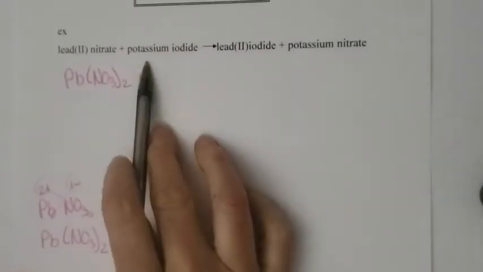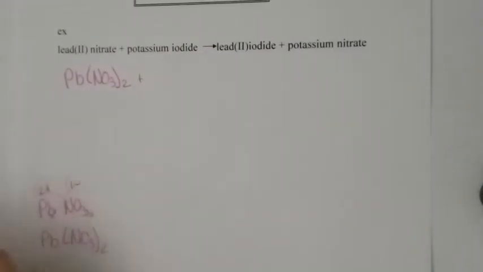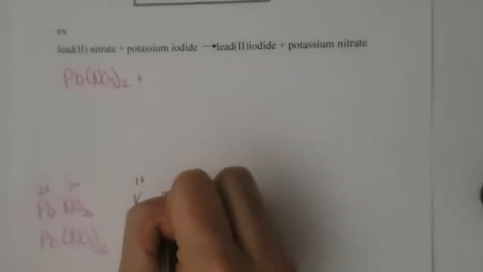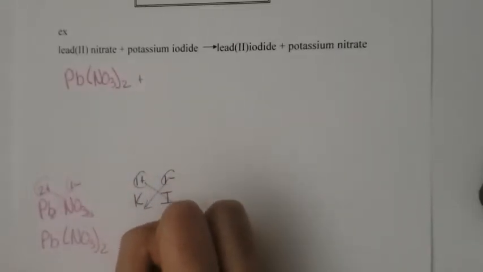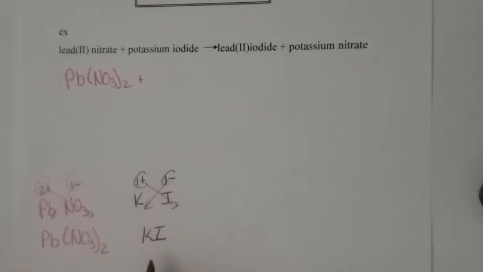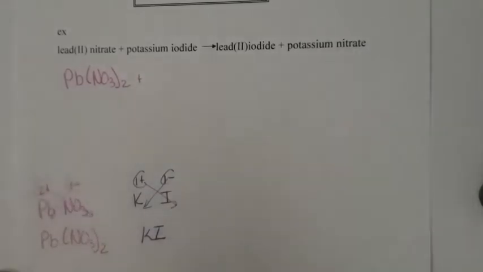All right, next is potassium iodide. I need to figure that one out as well. So potassium is K with a 1 plus charge. Iodine is I with a 1 minus. I do the crisscross. This comes down, this comes down. I end up with KI. So I'm going to write that in.